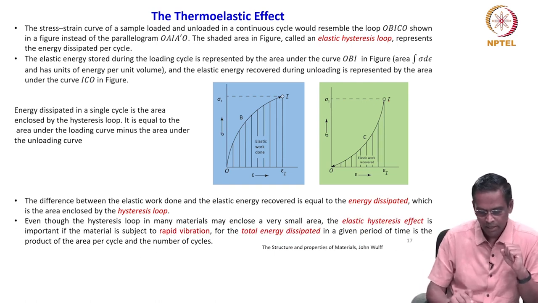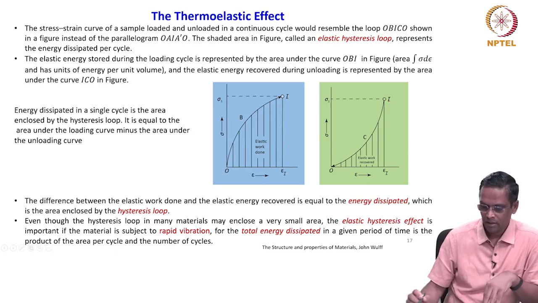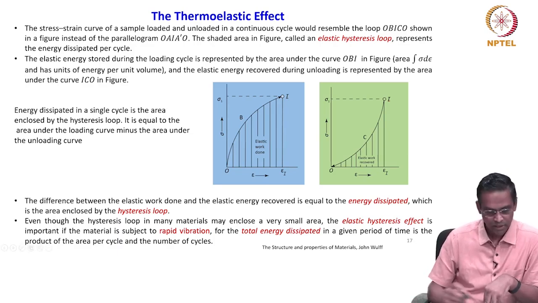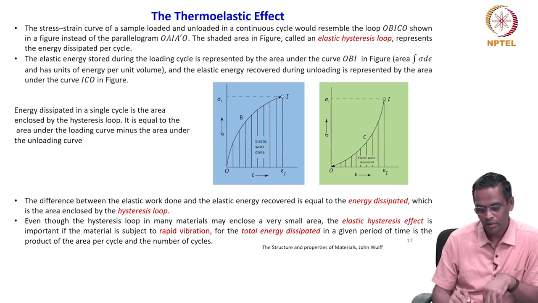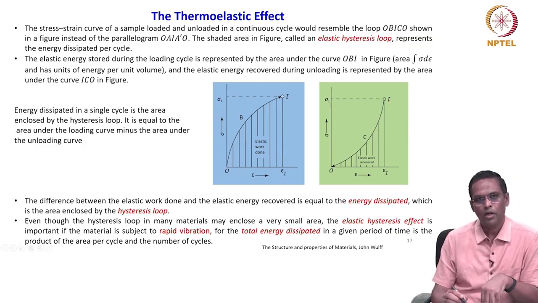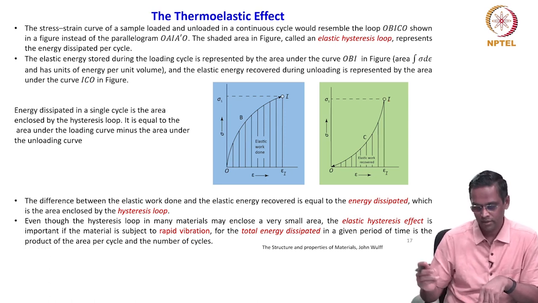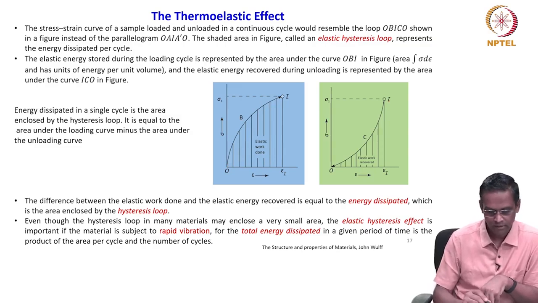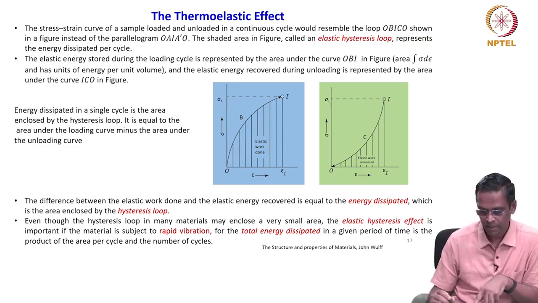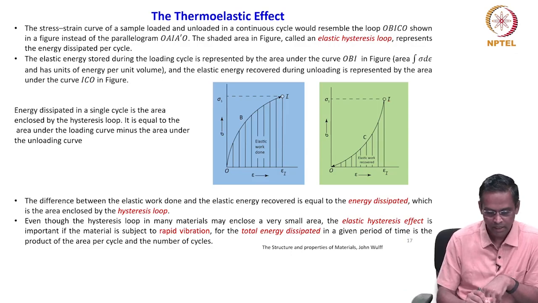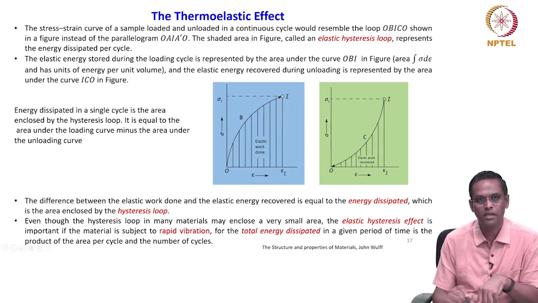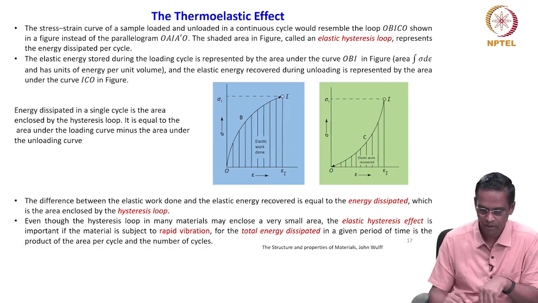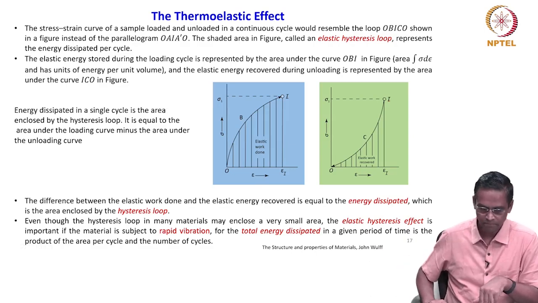Even though the hysteresis loop in many materials may enclose a very small area, the elastic hysteresis effect is important if the material is subject to rapid vibration. So, we have to remember that even though the area enclosed in this kind of curve is very small like this, it is important when the material is subjected to rapid vibration. For the total energy dissipated in a given period of time is the product of area per cycle and the number of cycles. So, this also we will see as we proceed, we will look at some of the case studies.